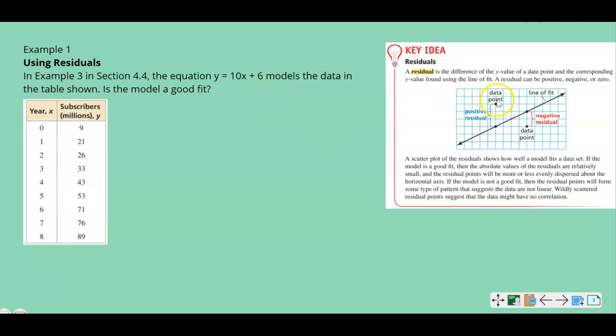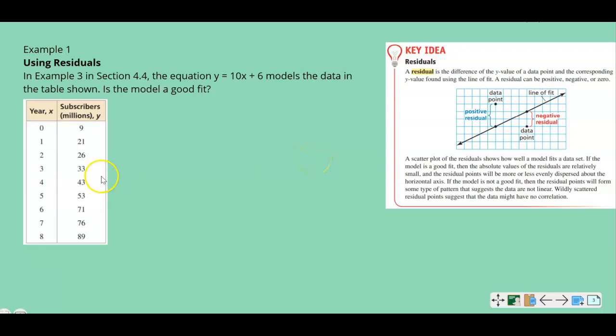So here's talking about residuals. You can see here's your line of fit. If your data point is above or below, that's what creates the residual. So you can see this has a residual of +3. This one would have a residual of -2. So a residual can be positive, negative, or 0. And that just represents how close it is to the line of fit.